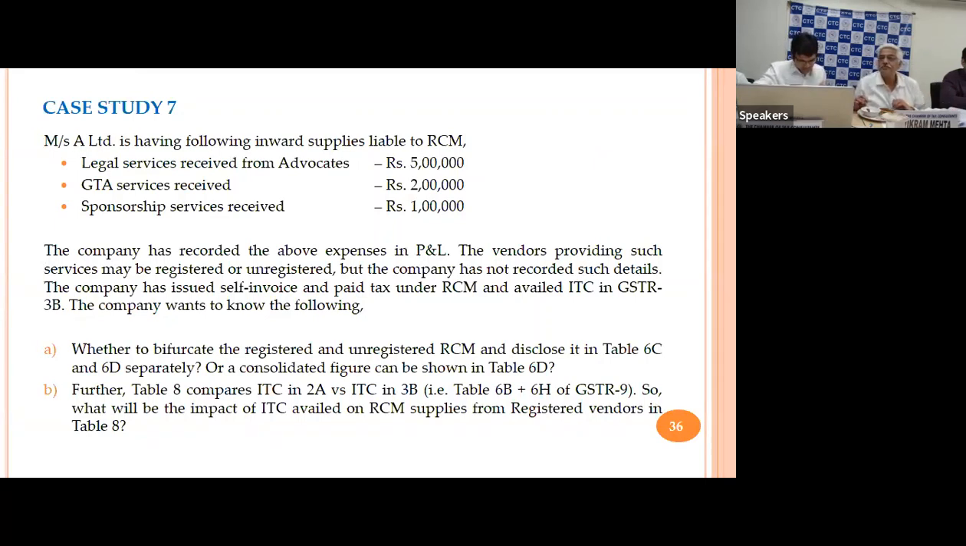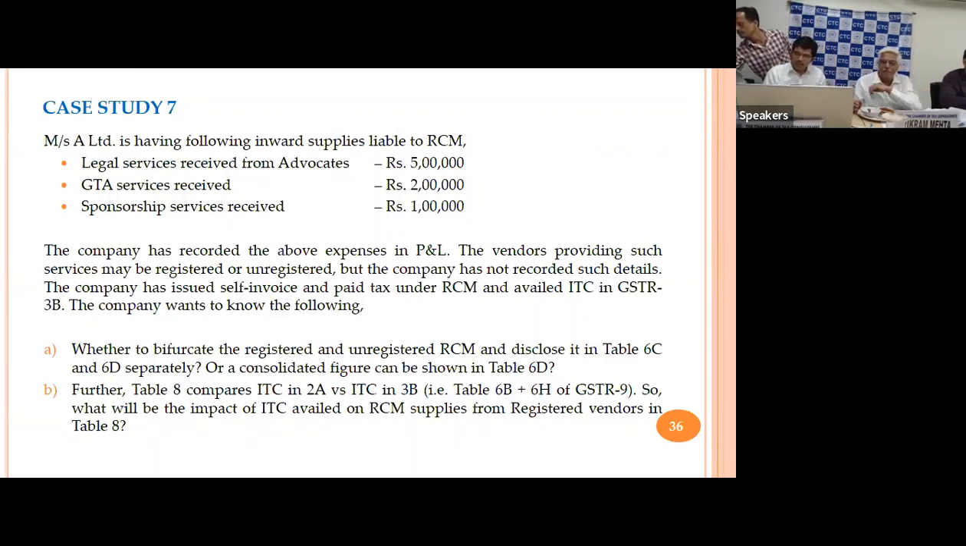So what will happen if the person has already taken the credit for that? We are not talking about credit. This is different. The question is pertaining to output liability, not to output ITC. What you are saying is about ITC. That is on a different footing altogether.